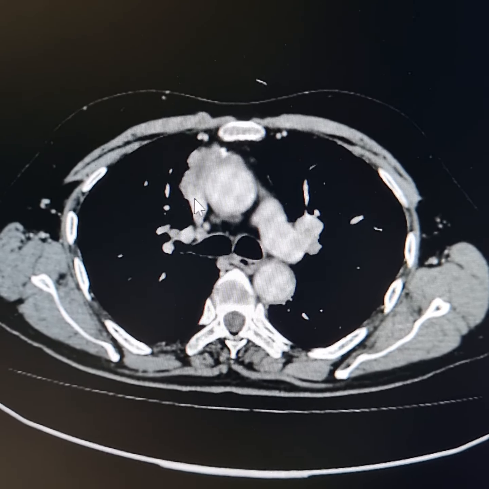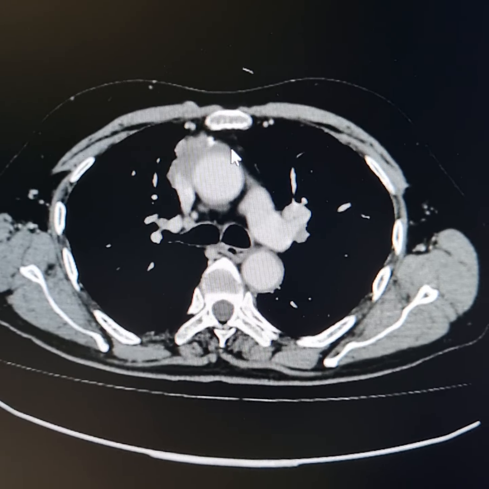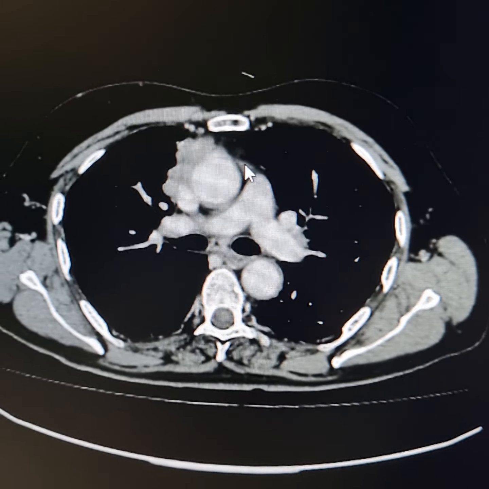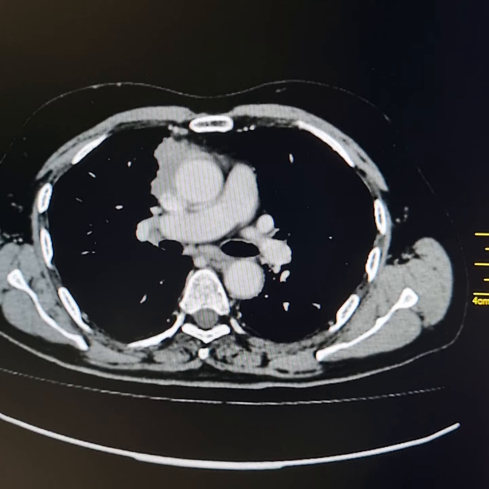Now this is the superior vena cava. Its anterior part is surrounded by the mass. Nodular calcifications are noted in it. I have not shown you the plane scan, but the mass shows slight non-homogeneous enhancement.